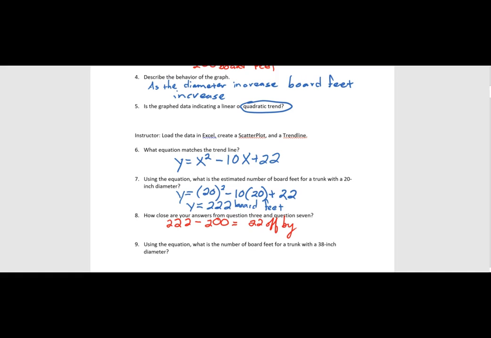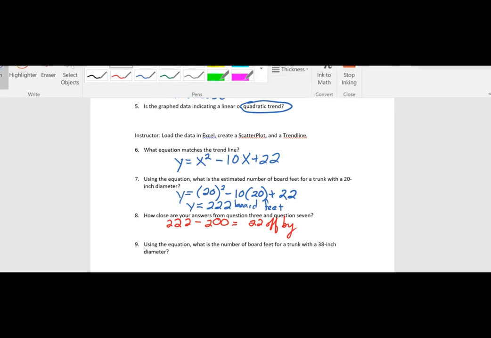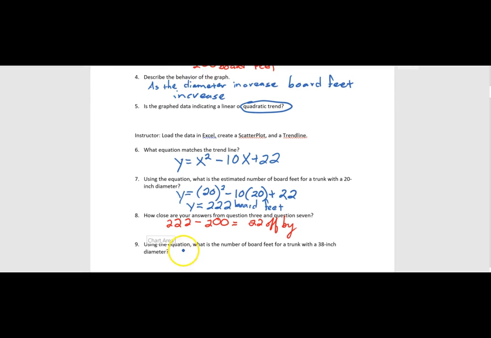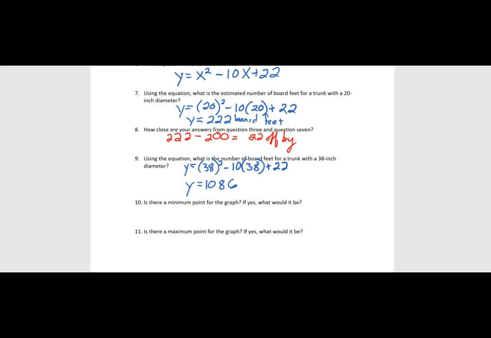Problem 9 is very similar to problem 7. It says, using the equation, what is the number of board feet for a trunk with a 38-inch diameter? We're going to plug 38 into the equation this time. Y equals 38 squared minus 10 multiplied with 38 plus 22. So a 38-inch diameter tree would have 1,086 board feet in it. It's a lot of board feet, but it's also a really wide tree.